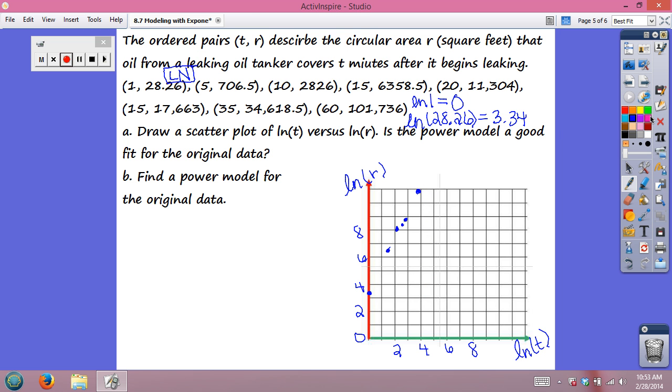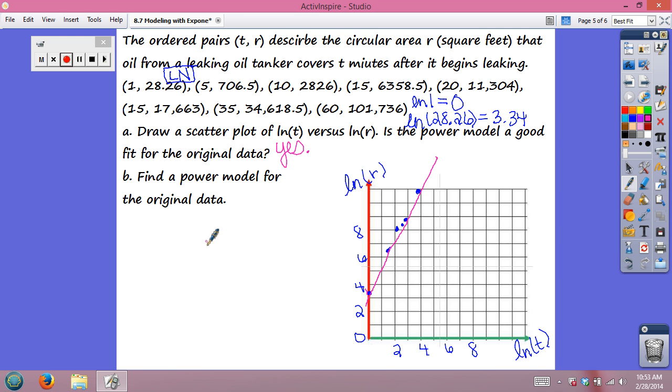So the question again is, do we have a power model that's a good fit for the original data? And again, the answer is yes, because our graph is still rather linear. Once again, some of the points don't lie directly on it or close to it, but they're not over here at 6 and 2, or up over here where we're not even sure. They're all in the same area in a linear fashion. So the answer here is yes.